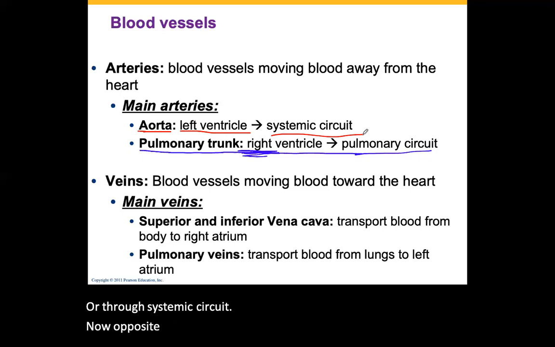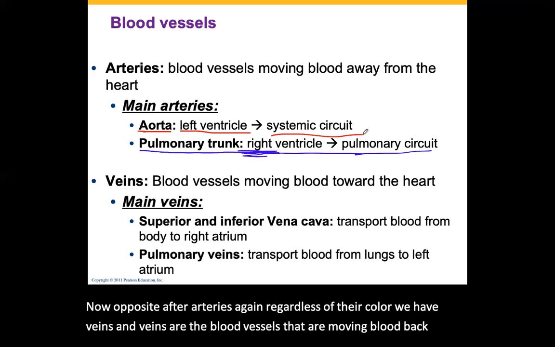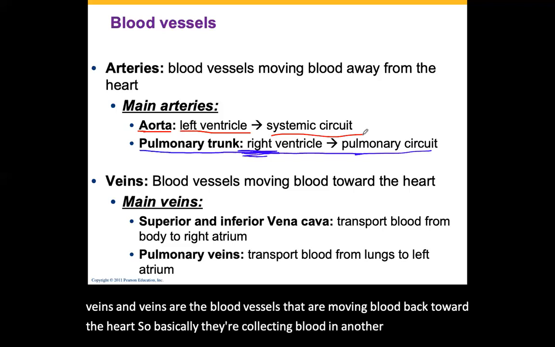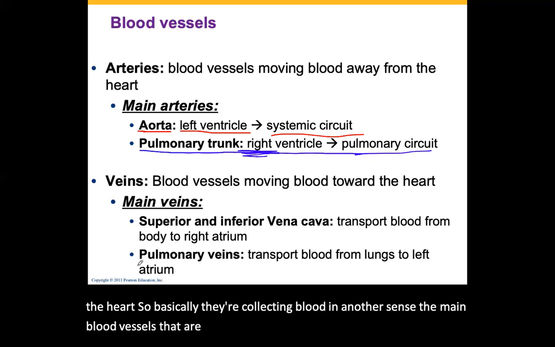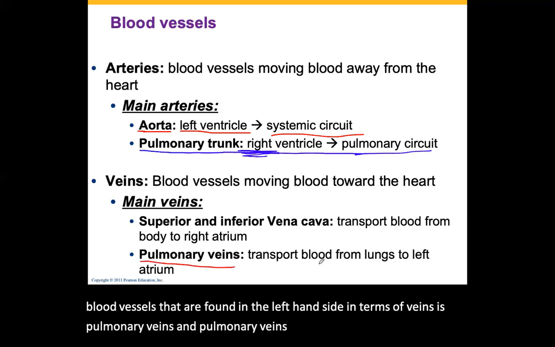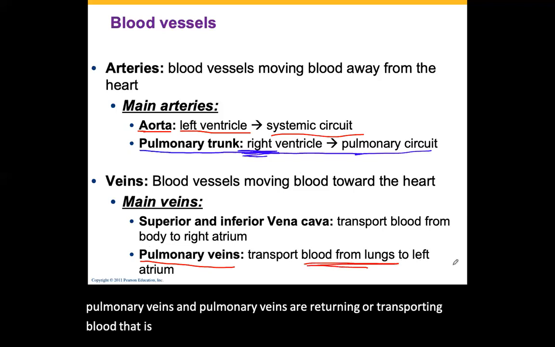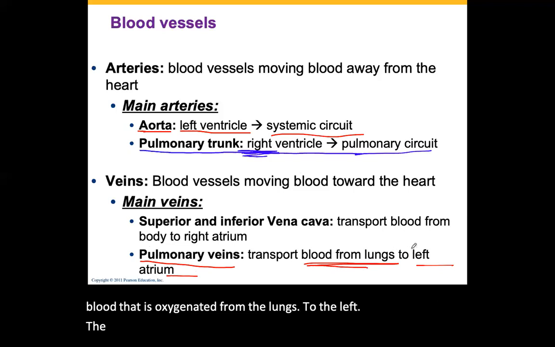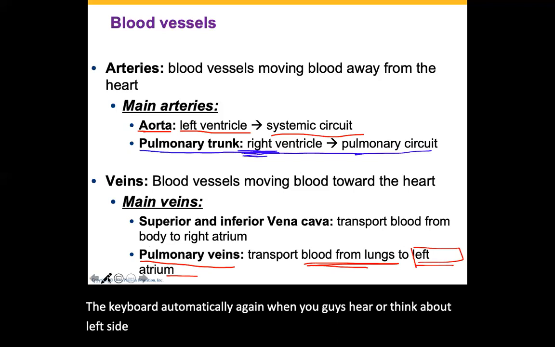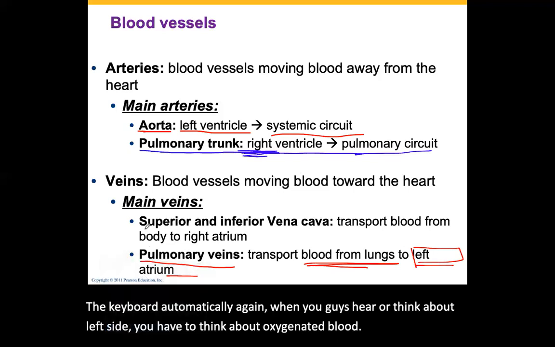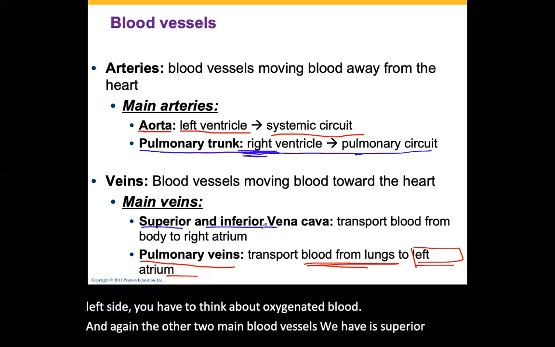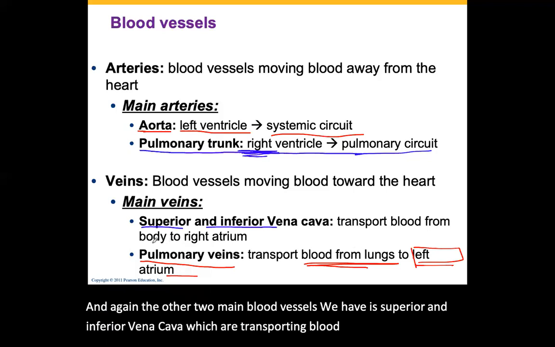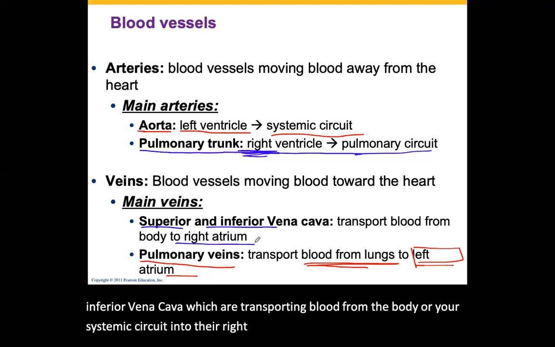Now, opposite of the arteries, regardless of their color, we have veins. Veins are the blood vessels that are moving blood back toward the heart. So basically, they're collecting blood. The main blood vessels found on the left-hand side in terms of veins are the pulmonary veins. Pulmonary veins are transporting blood that is oxygenated from the lung to the left atrium. When you think about the left side, you have to think about oxygenated blood. The other two main blood vessels we have are the superior and inferior vena cava, which are transporting blood from the body, or your systemic circuit, into the right atrium. Again, the keyword here is right atrium, implying that the blood will be deoxygenated.